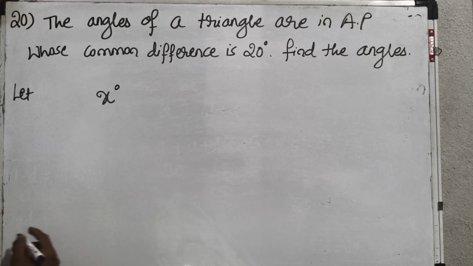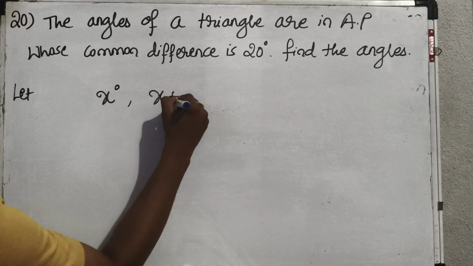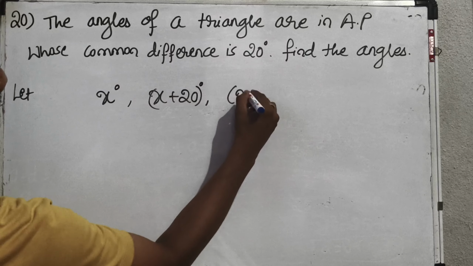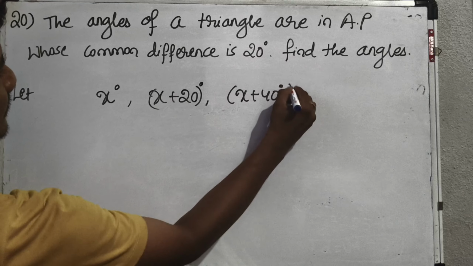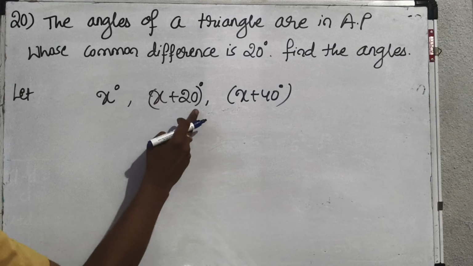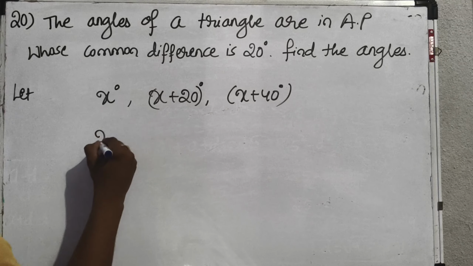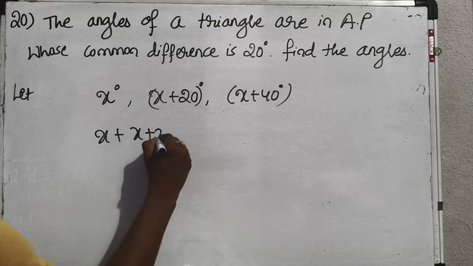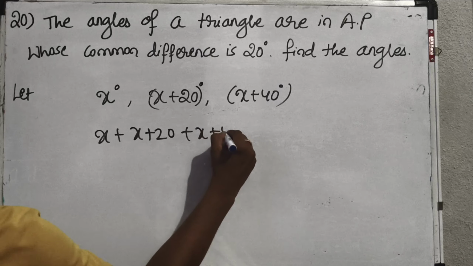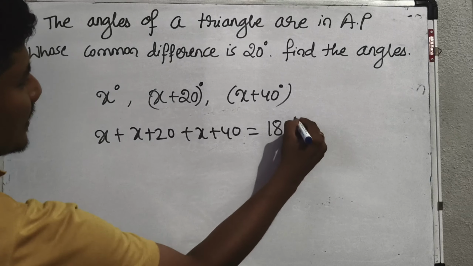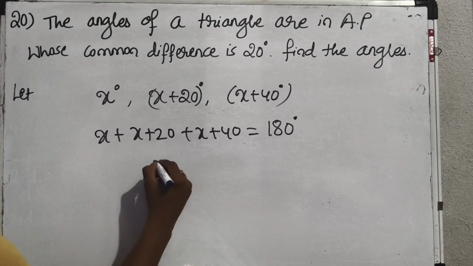The angles of a triangle are in AP whose common difference is 20 degrees. Find the angles. Let the three angles be x, x plus 20 degrees and x plus 40 degrees, because the common difference is 20 degrees. The sum of all interior angles of a triangle is 180 degrees. If we add all these, the sum is 180 degrees.